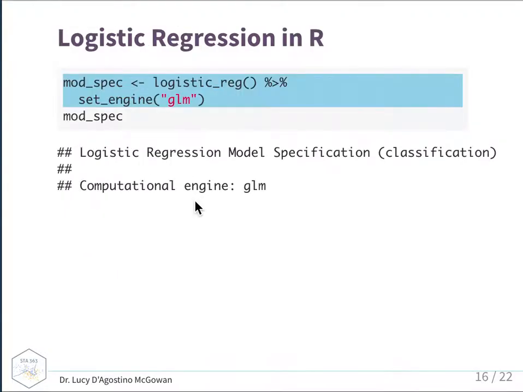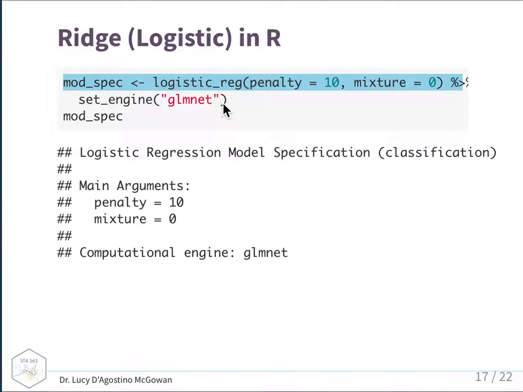And so recall in R, using the tidymodels package, we can use the logistic_reg function to specify that we'd like to fit a logistic regression. And for the most basic logistic regression, we're going to set the engine to be GLM. To do ridge with logistic regression, it's very similar to the linear regression setting, except now instead of linear_reg, we have logistic_reg at the beginning. We set the penalty, so the lambda value. And for ridge, the mixture is going to be 0. And then we still set the engine to be glmnet.